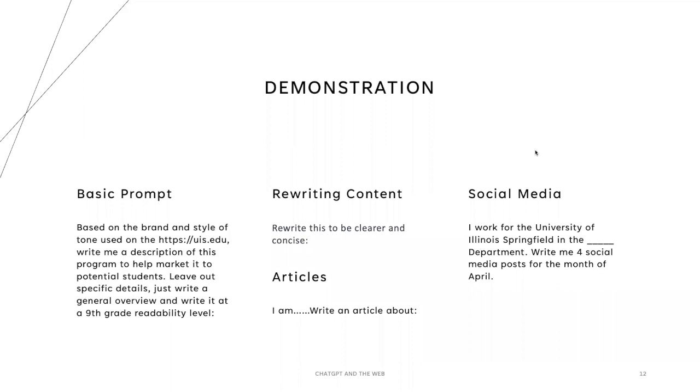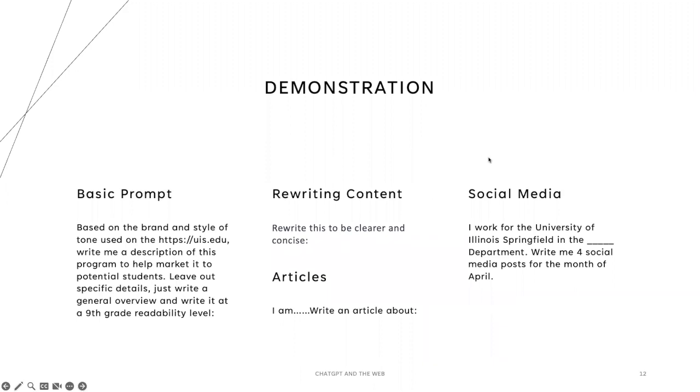For articles, I can say, I am X, Y, and Z, write me an article about X, Y, and Z, and it will generate a nice long article based on the information and the prompt you provide. And then for social media, I work for the University of Illinois Springfield in the X department. Write me 4 social media posts for the month of April. You can easily generate this content and information, which is really great to help build engagement across the different platforms, which then direct them back to the website.